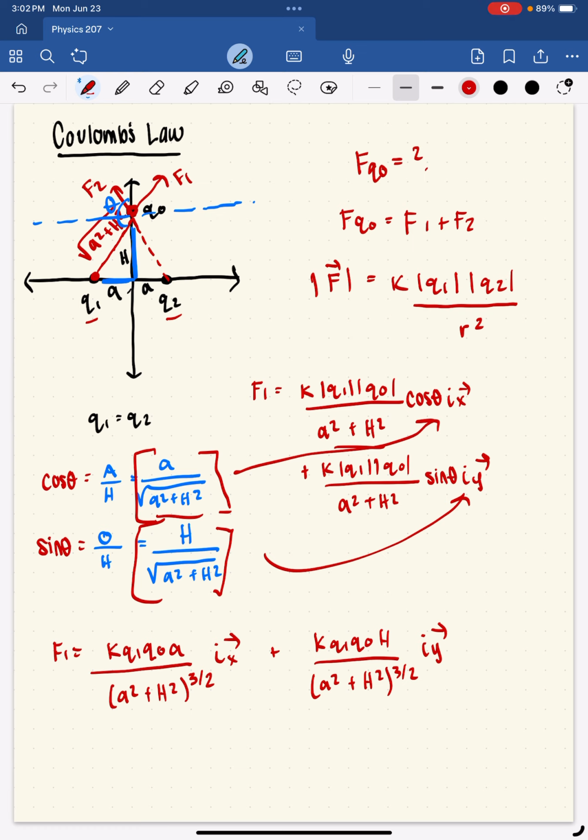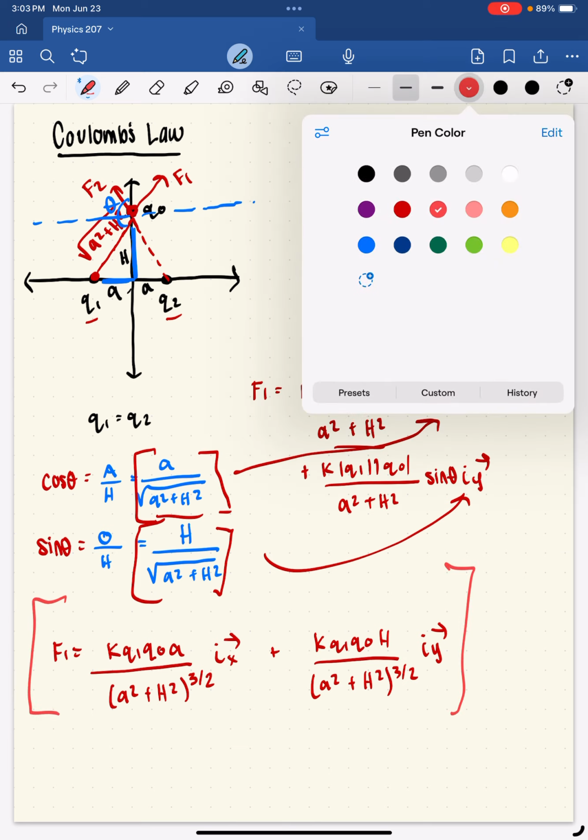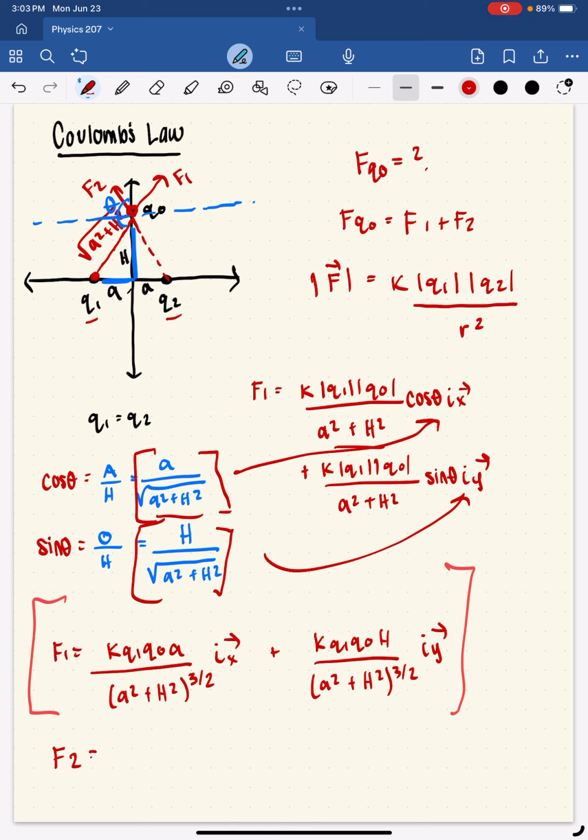So we know these were both positive because the x was going to the right and the y was going up. So we didn't have to worry about that. But when we look at F2, we know that the x is going to be going to the left, which means we need to take that into account by putting a negative. So let me just box this, and let's start with F2. This will have the same denominator. And remember, the negative goes in front.